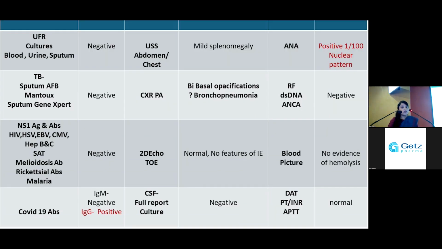So to complete the investigations of a PUO, we went ahead with all the cultures, TB screening, and the antibody screening with regard to viral and antibacterial, which all remained negative. However, the COVID antibody IgG was positive. Apart from that, she had a mild splenomegaly, and chest X-ray again showed basal opacification, and the 2D echo and transesophageal echo remained normal, and the CSF studies were normal.